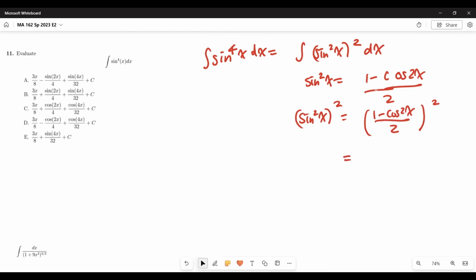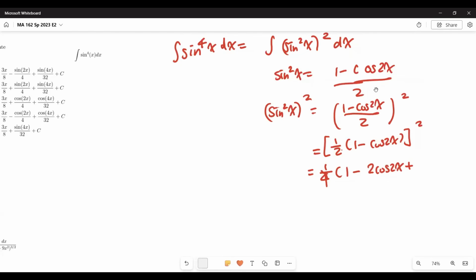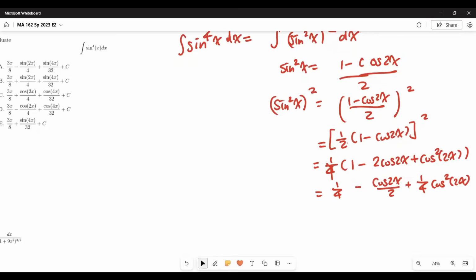Oh, that's gonna be fun. Let's take out 1 over 2 first. Actually, 1 over 2, 1 minus cosine 2x, the entire thing is squared. So 1 over 2 squared is 1 over 4, right? This is 1 minus 2 cosine 2x plus cosine squared 2x. So this becomes 1 over 4 minus cosine 2x over 2 plus 1 over 4 cosine squared 2x, right?